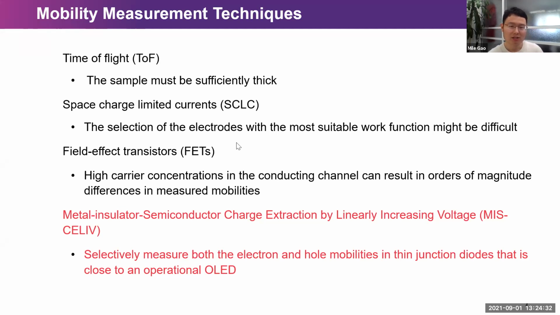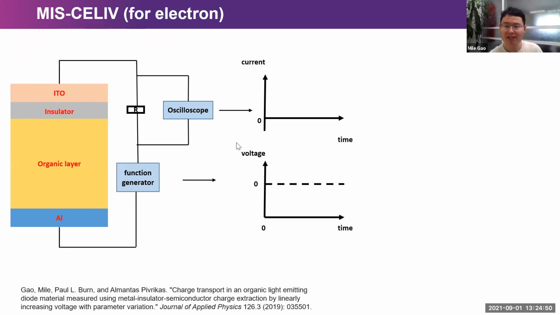So we choose the MIS-CELIV, which was chosen for its advantages to selectively measure both the electron and hole mobility in a diode structure close to an operational OLED. Here is a schematic of the MIS-CELIV setup for the electron mobility measurement. The device is connected with a function generator, oscilloscope, and external attached resistance.